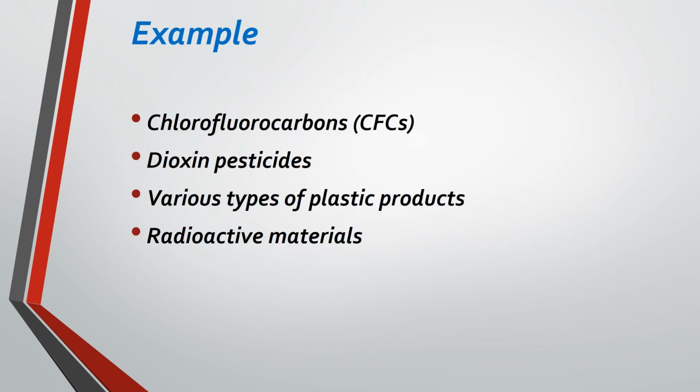Examples of non-biodegradable pollutants are chlorofluorocarbons (CFCs), in which chlorine and fluorine are present; dioxin; a type of pesticides; and various types of plastic products that are non-biodegradable and difficult to degrade. Radioactive materials, which contain radioactive radiations, are also non-biodegradable materials.